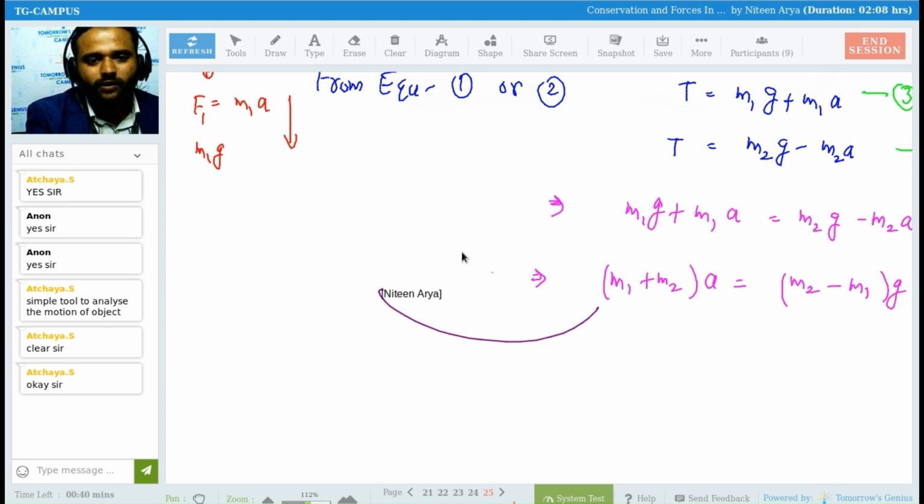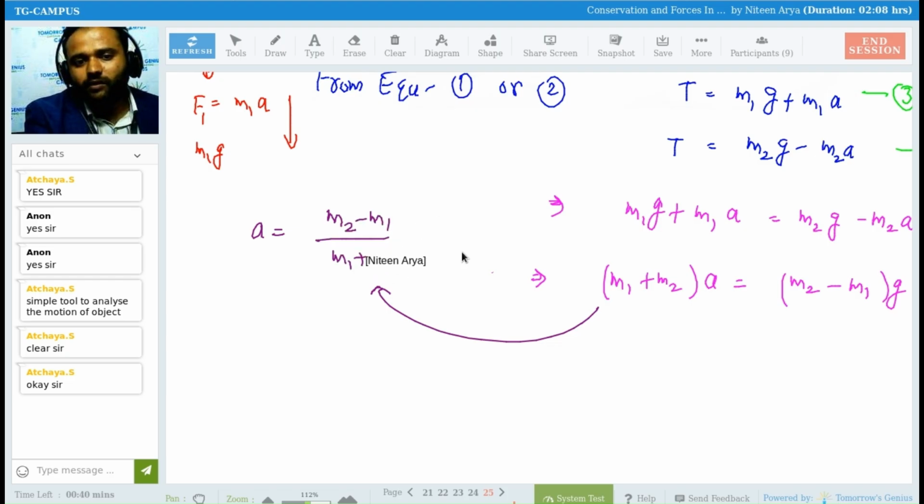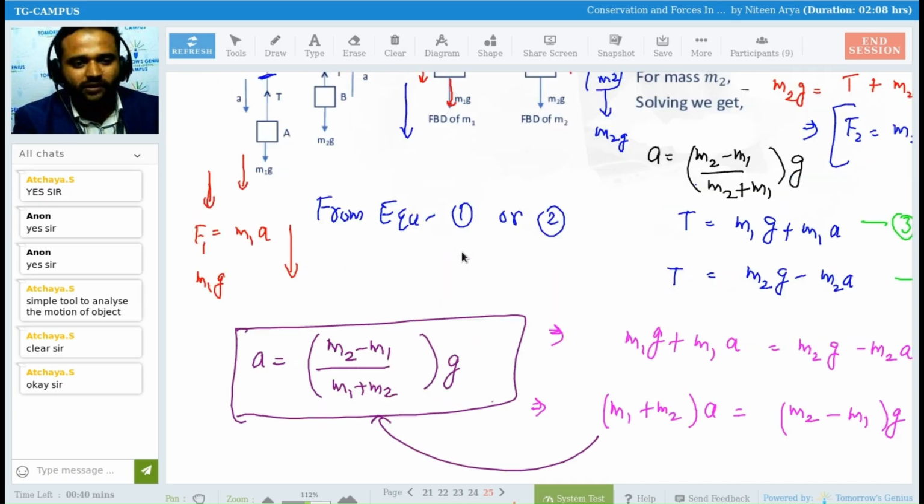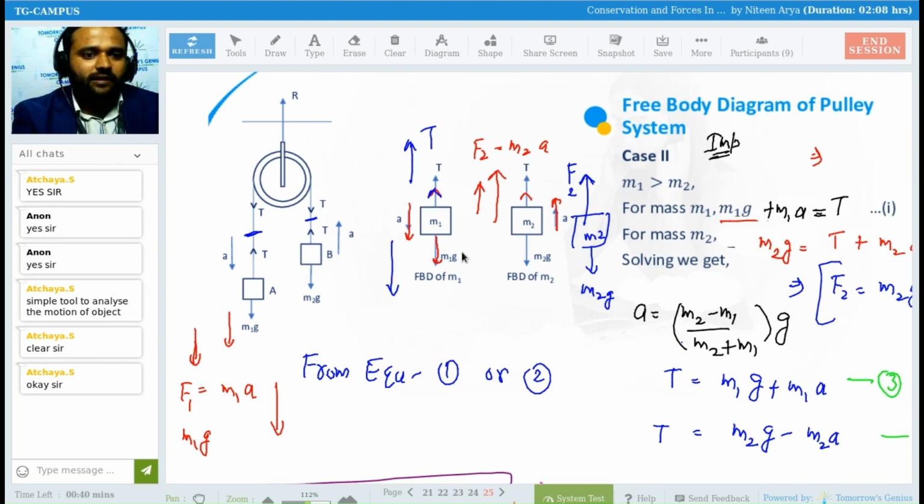So from there you can get acceleration. Net acceleration on this particular system is (M2 minus M1) divided by (M1 plus M2), into g. Okay, so what is happening here? Just once, because the next thing is going to be a little bit more tricky. In this pulley system, if mass M1 is greater than M2, what is happening?